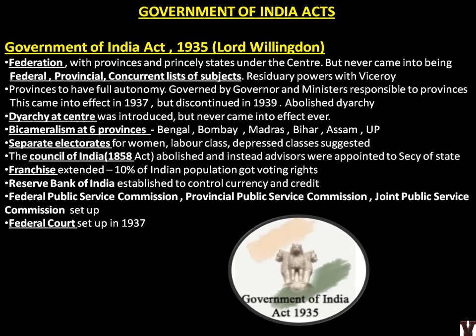So Bengal, Bombay, Madras. Other than that, Bihar, Assam and UP. The bicameralism came in. Even now we have, right, only 7 states in India out of the 29 states that have 2 houses, the Vidhan Sabha and the Vidhan Parishad. We have 2 houses. And which are the 7 states?